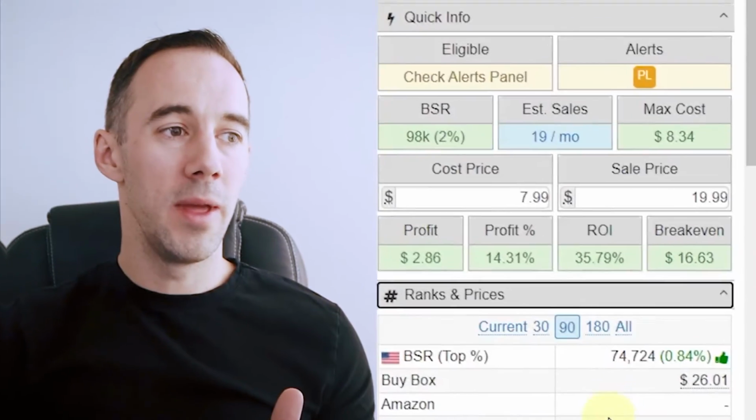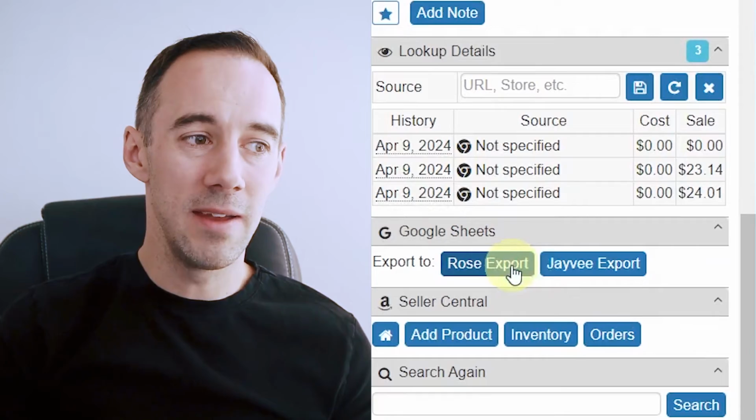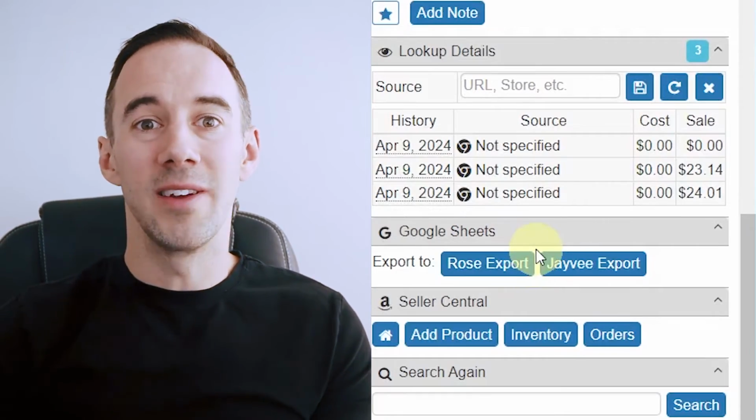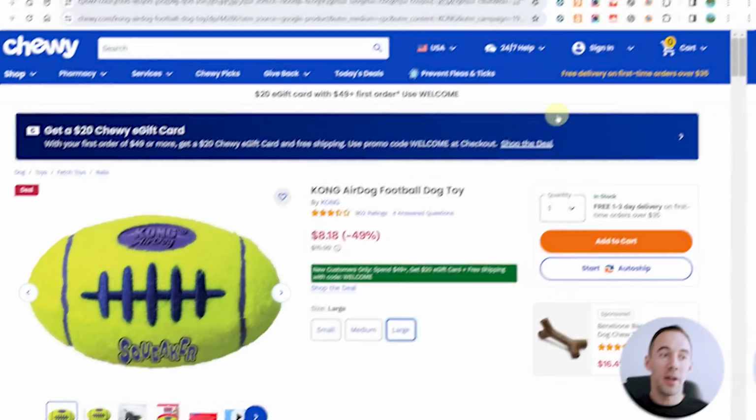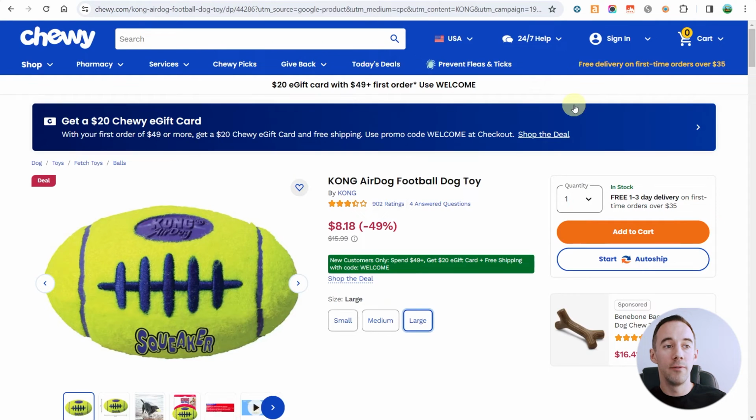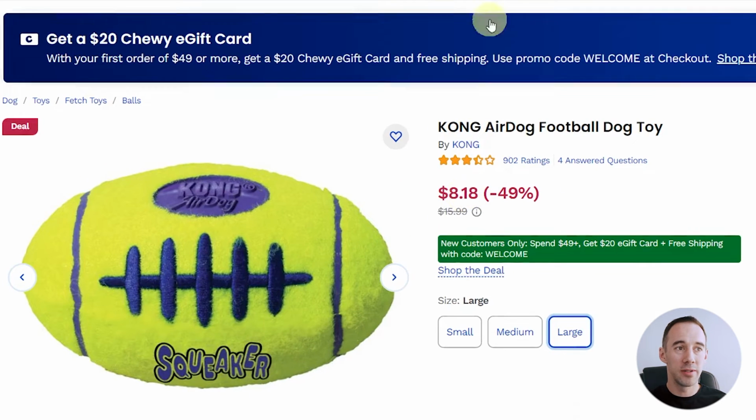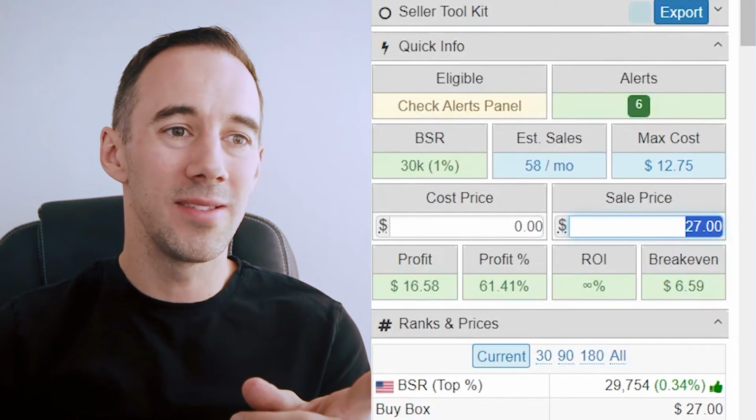So what would I do? I would then basically come down and I would just click save to my Google Sheet and obviously buy that product and then ship it to Amazon and get that sold. Now this product is a Kong Air dog football toy, and you can get it for $8 right here. And right now I can see it's a 2-pack.